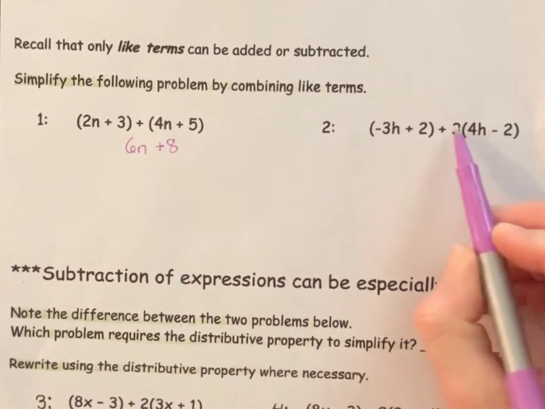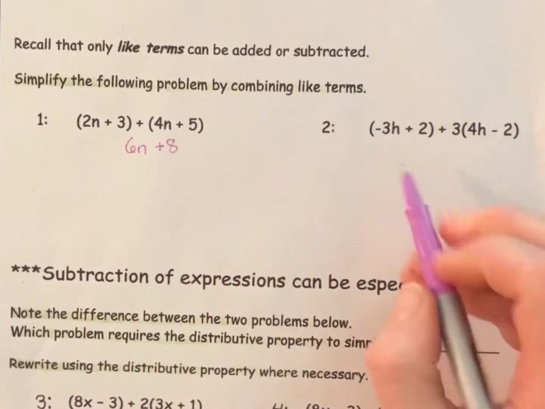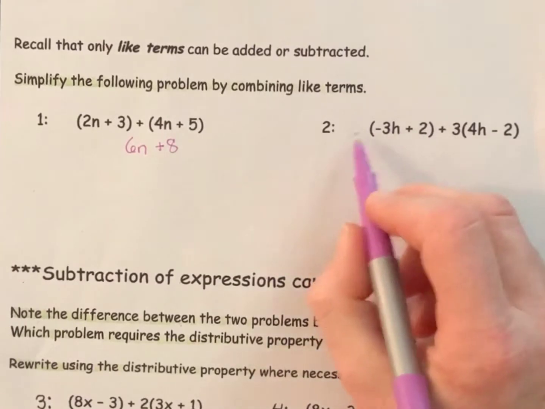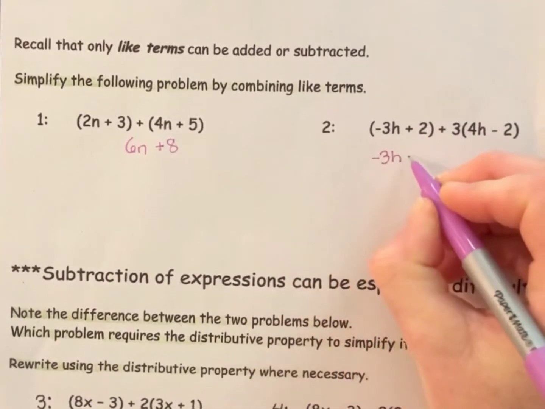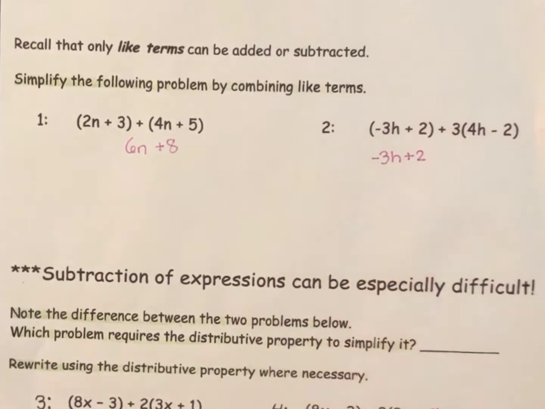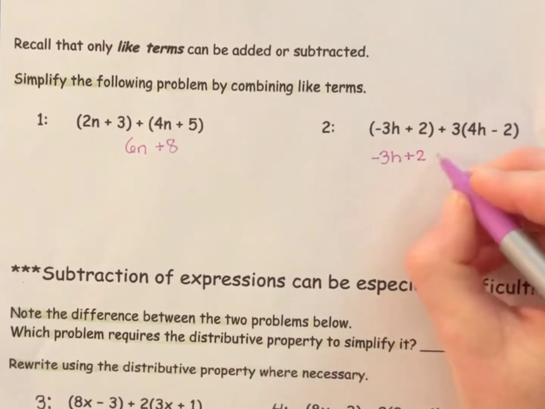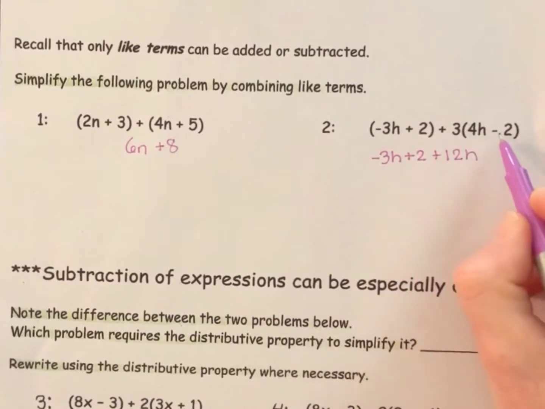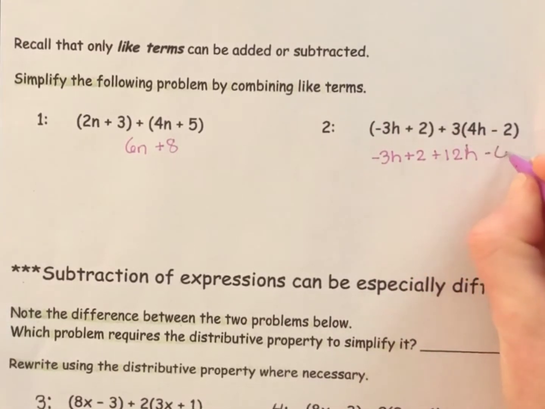This one you've got to do some distributing, so you can't just add straight across. So let's start with the first one. There's nothing to distribute on this one, so I can just simply copy it without the parentheses, negative 3h plus 2. This one requires distribution. 3 times 4h is plus 12h. 3 times negative 2 is negative 6.